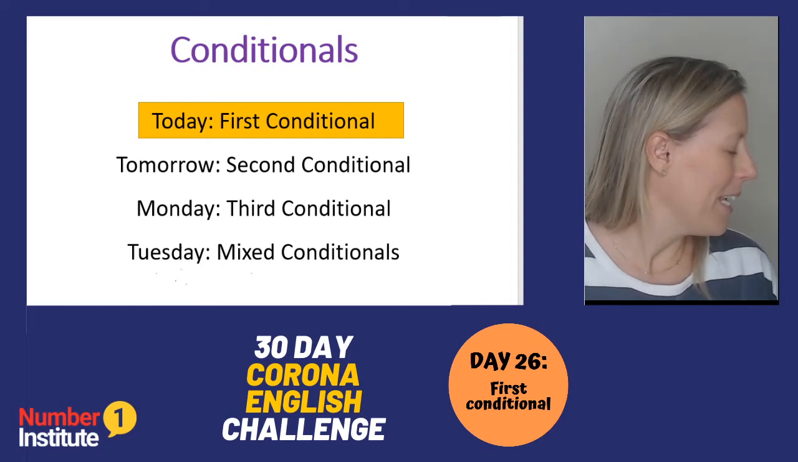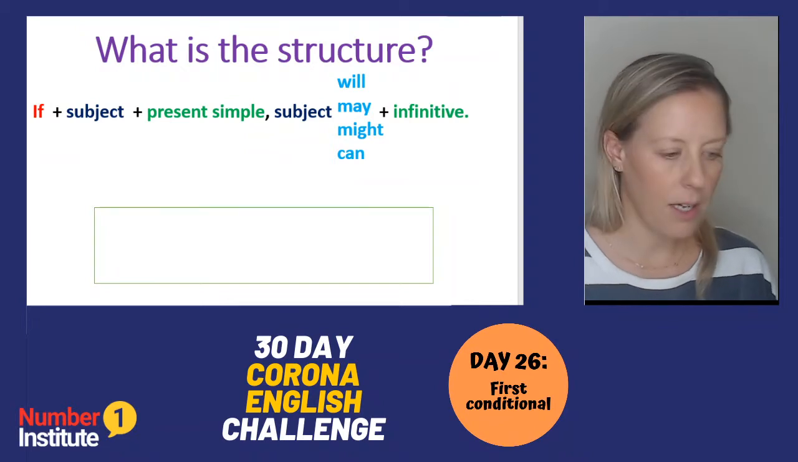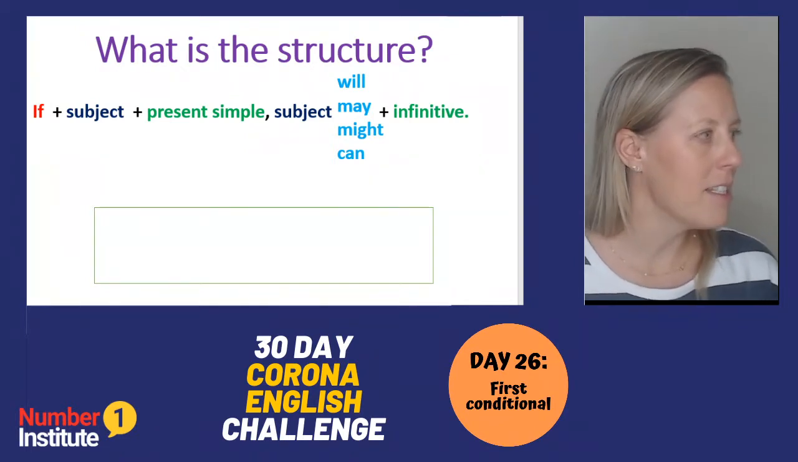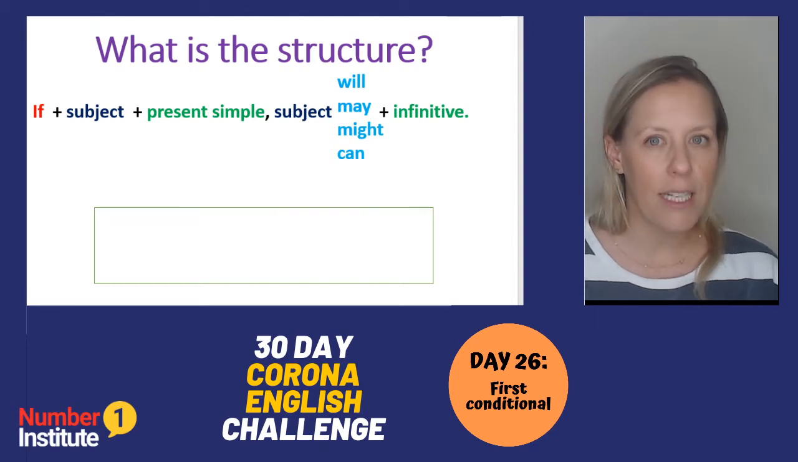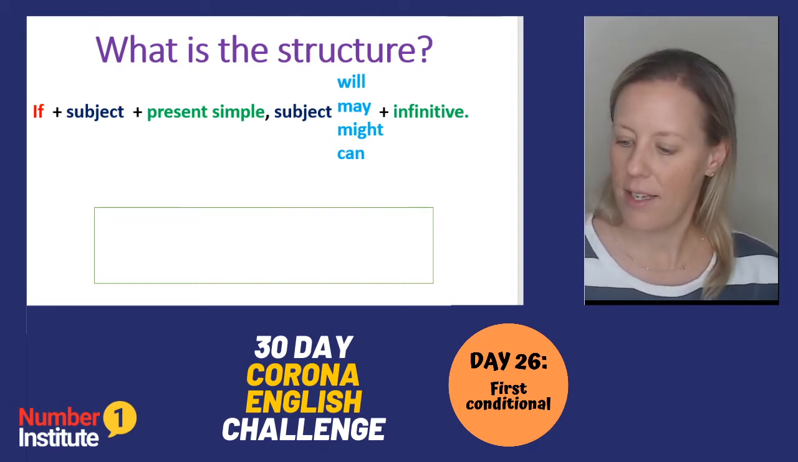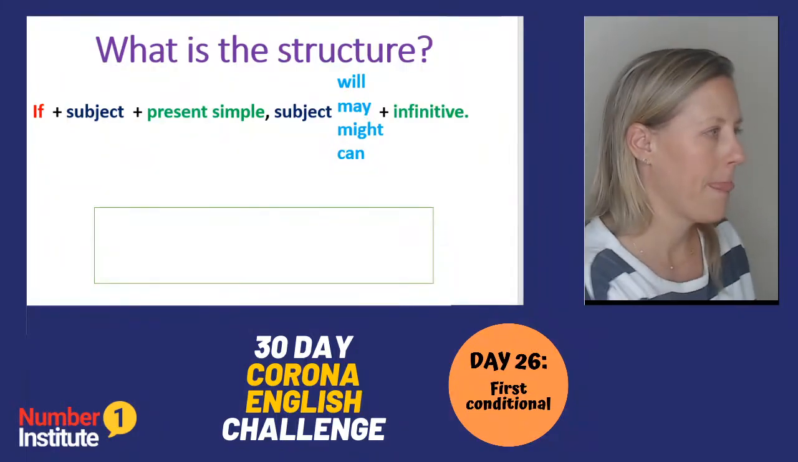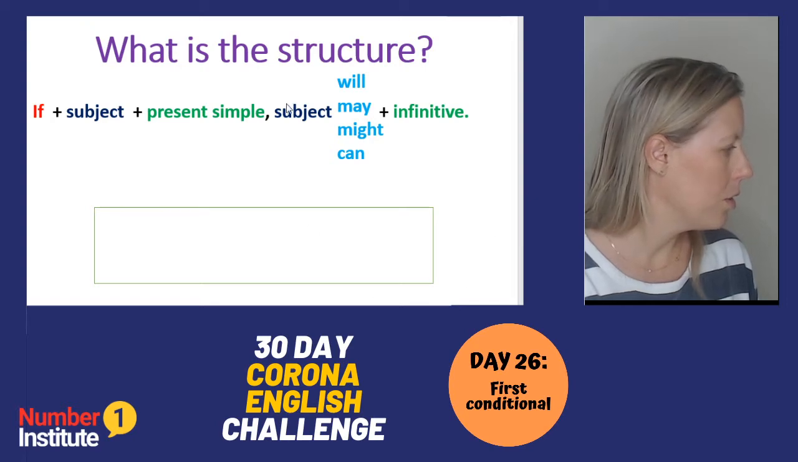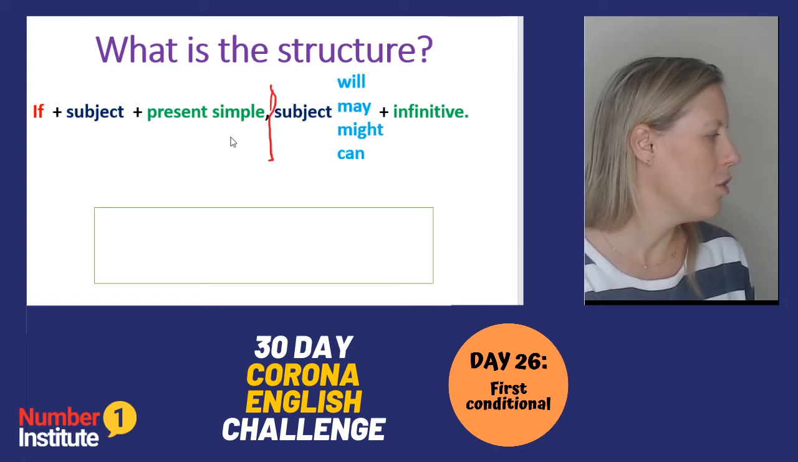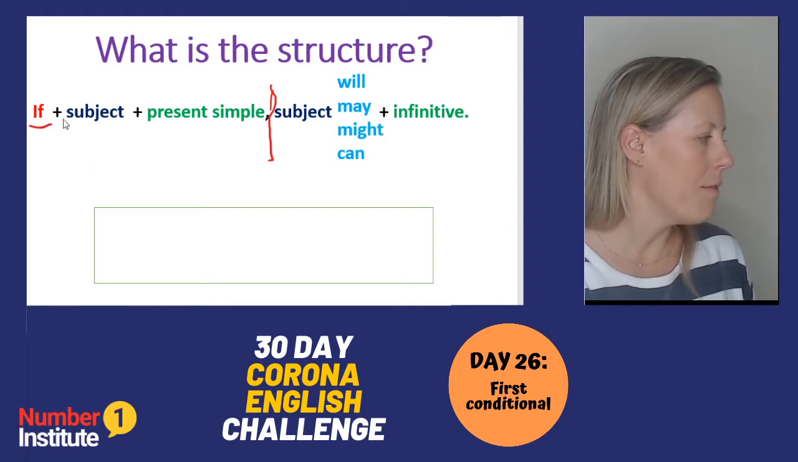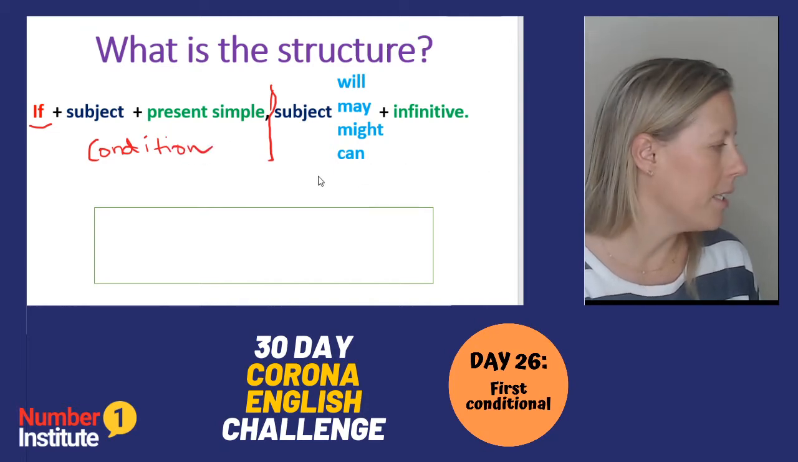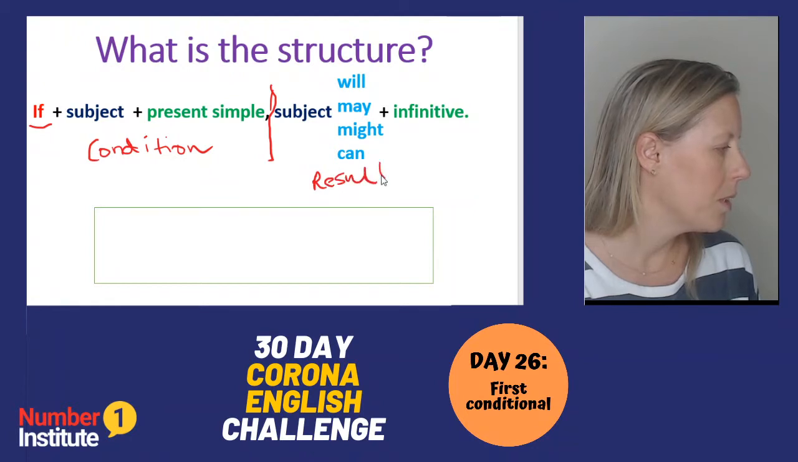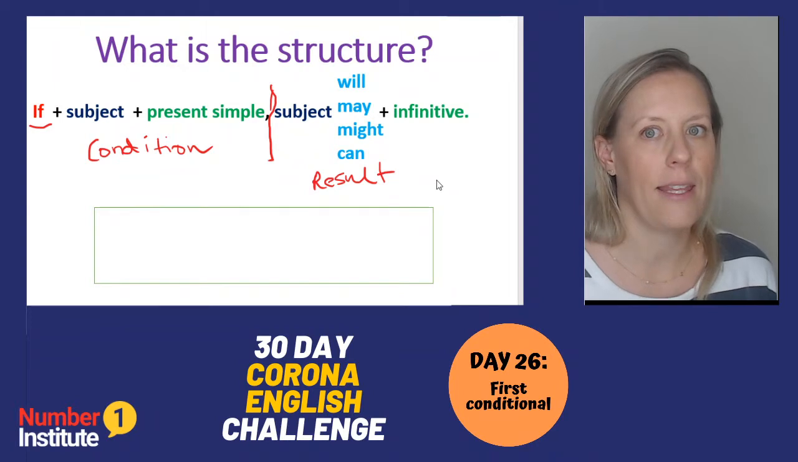So let's begin. Let's begin with the structure. So it might look a little bit complicated, but it's not. And that's the structure is the easy part of conditionals, because it really just stays the same. So there are two parts. So we can separate it into two parts. So the first part we call the if clause, or the condition. And the second part is the result. So this is the most common way that you will see this structure.